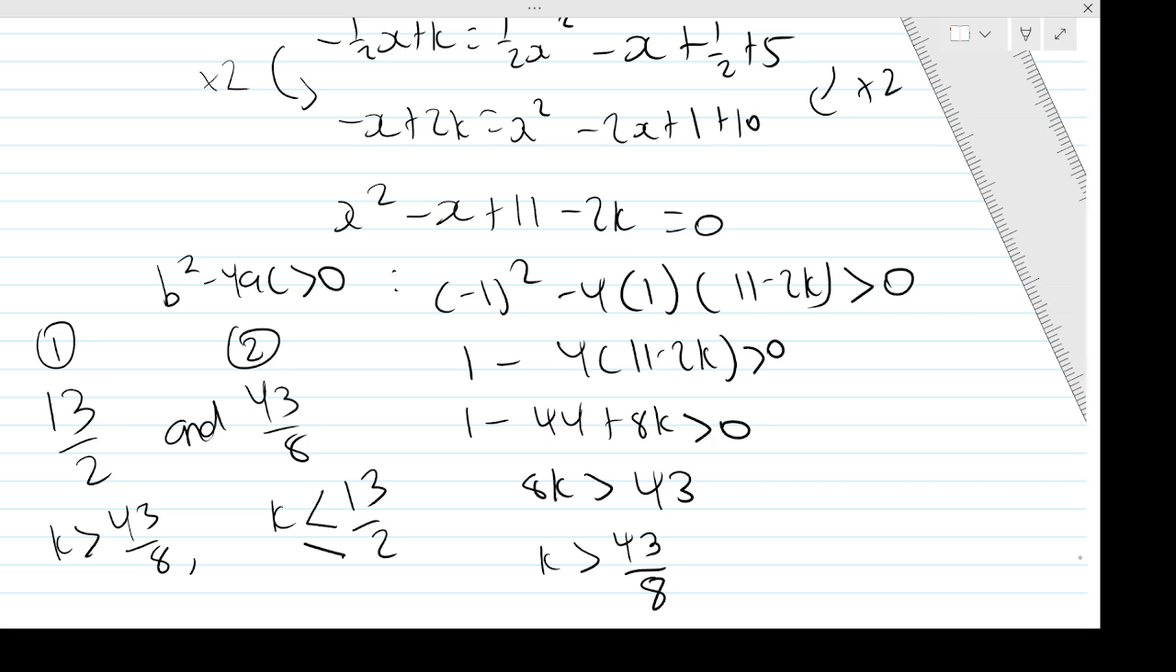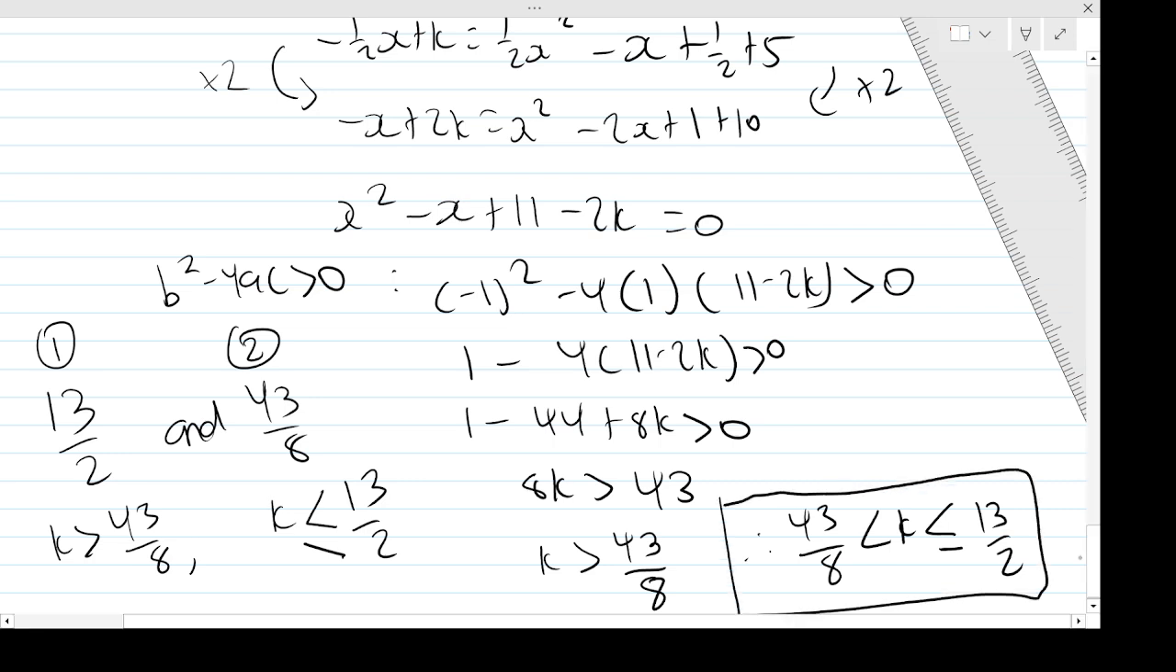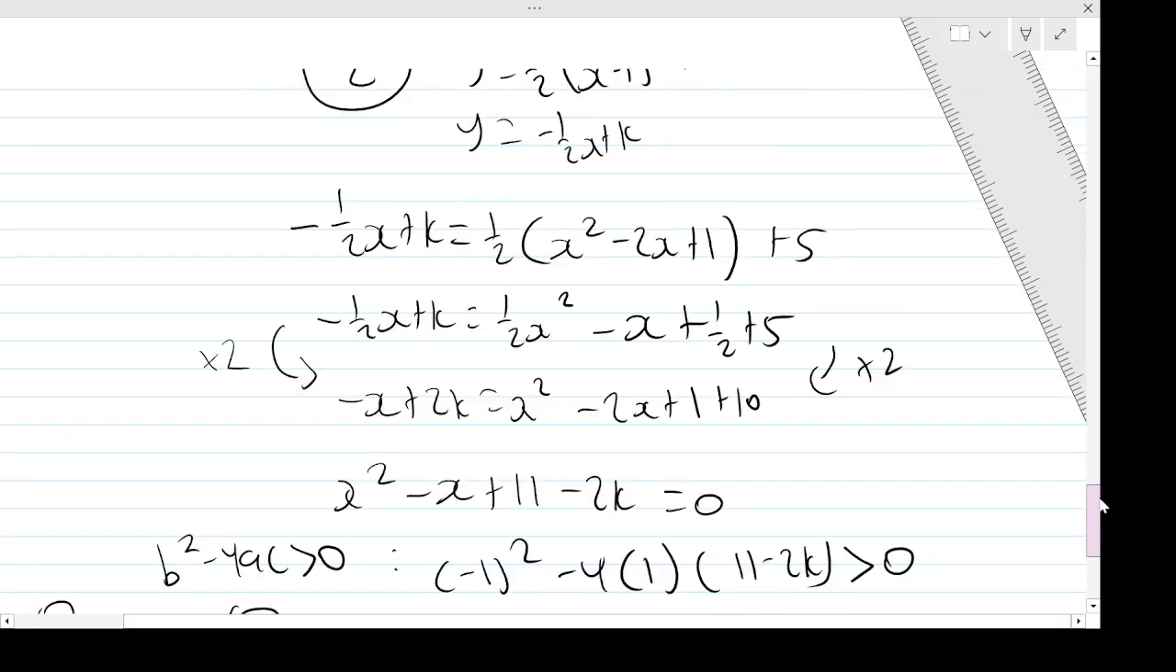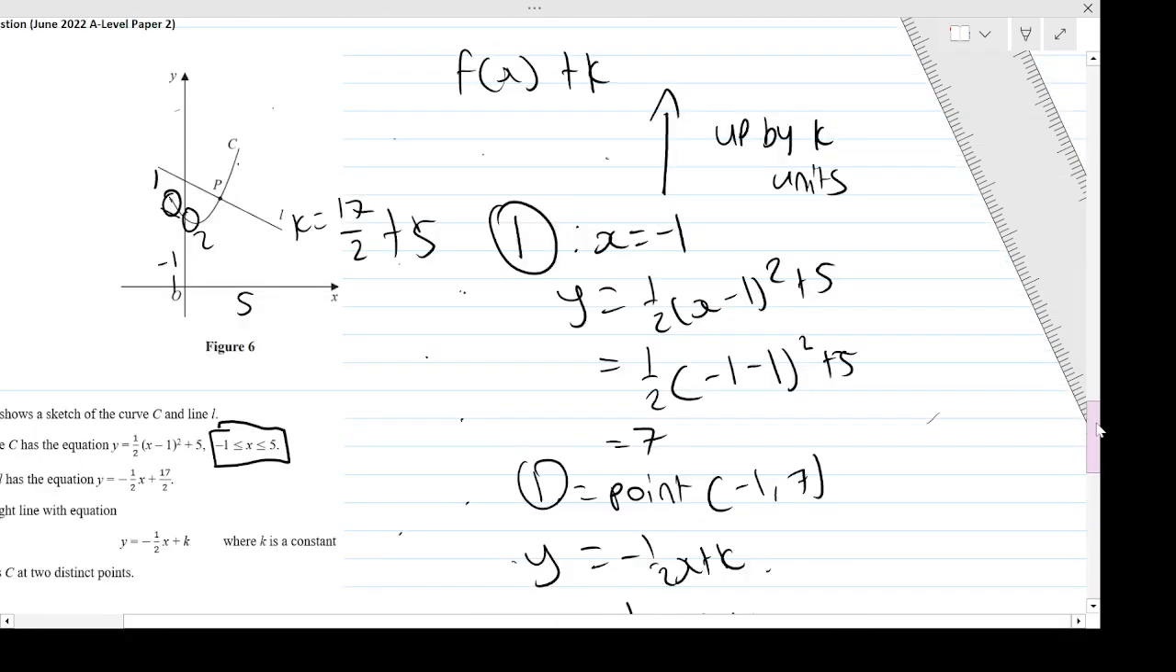And that gives us our two values, right? This gives us our solution. So if we put that together, where k is greater than 43 over 8, therefore 43 over 8 is less than k, but k is also less than or equal to 13 over 2. And that is your range of values. And there we are. So notice how most of the work there involved the discriminant, but that's a very, very, very hard question.